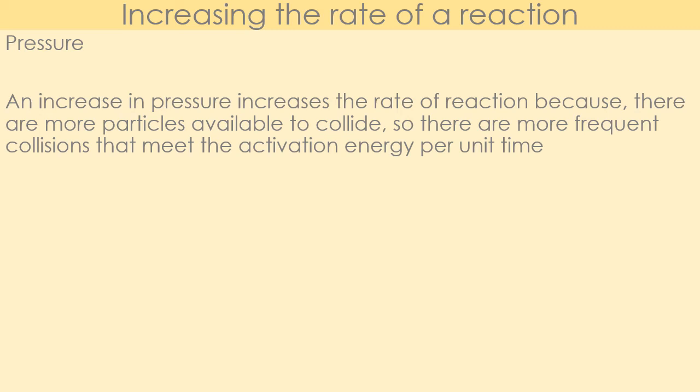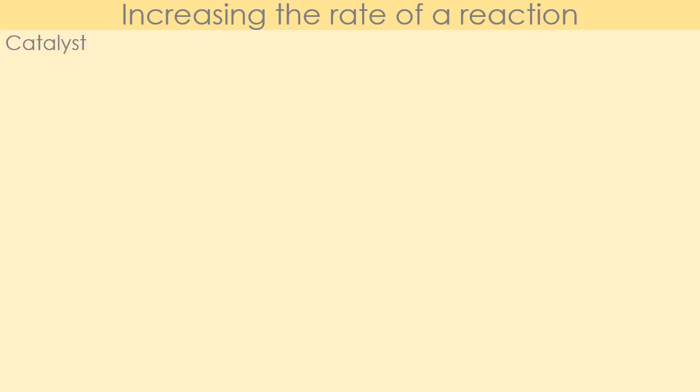Now all 4 of those answers have the same ending. We get more frequent collisions that meet the activation energy per unit time. Only thing we need to change is what is going on, so why we're getting more frequent collisions. So for our surface area, it is the number of particles available. For temperature, it's the particles are moving faster, and for concentration and pressure, again, it's the number of particles available to collide. Our final one is a catalyst.